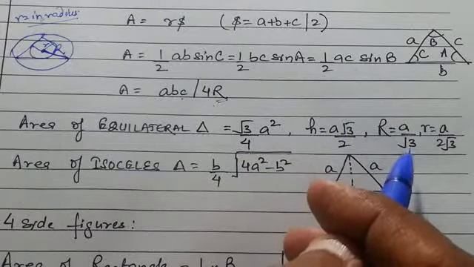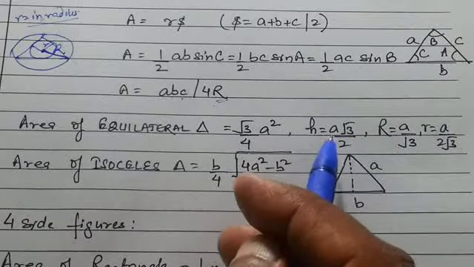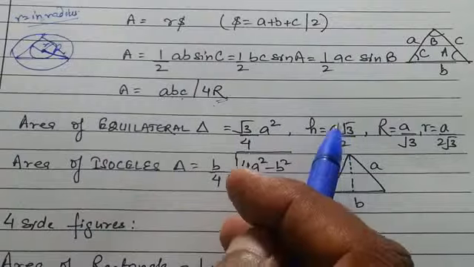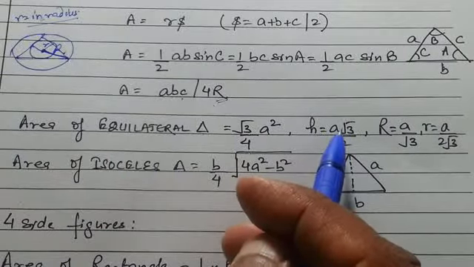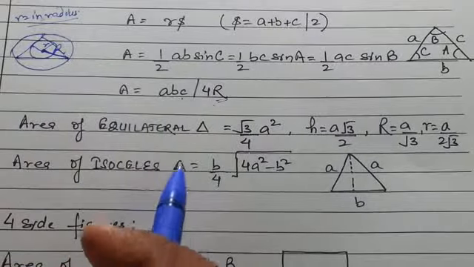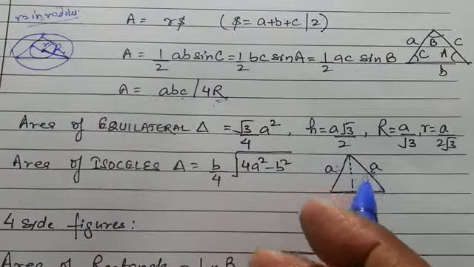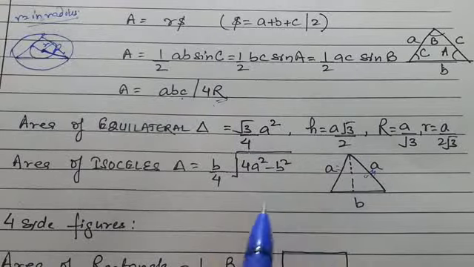Circumradius is equal to A upon root 3 and R is equal to A upon 2 root 3. All these are derived from the general formula, and the general formula is area is equal to half base into height. Now the area of an isosceles triangle. Isosceles means when I have two sides which are equal, right? So this is the isosceles triangle.